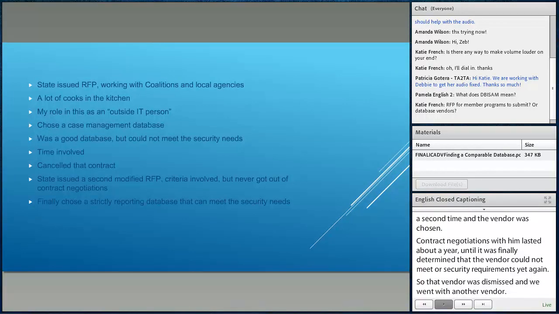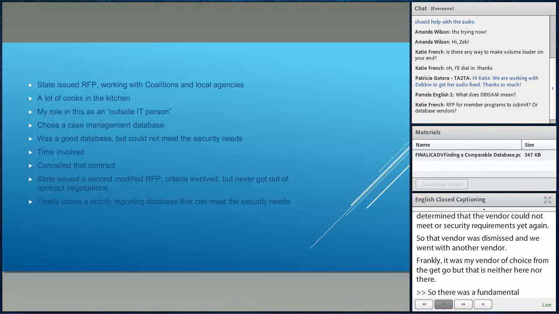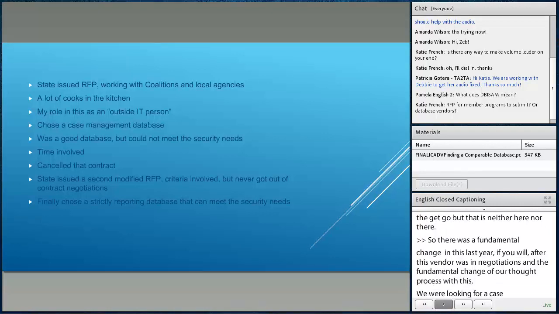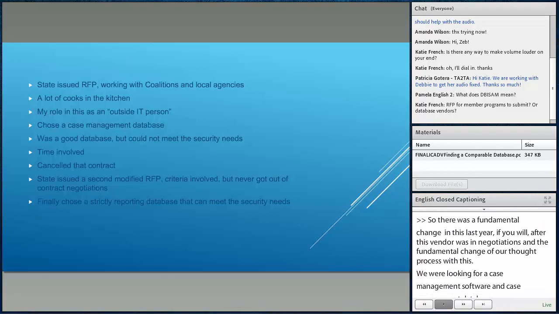There was a fundamental change this last year, if you will, after this vendor was in negotiations, a fundamental change in our thought process. We were looking from the get-go for a case management software, a case management database. Our current vendor might disagree with me, but that's not what we got, and that's not what we needed. We needed a reporting database. We want to put information in the system and get a report out. That's it. That's our primary criteria.